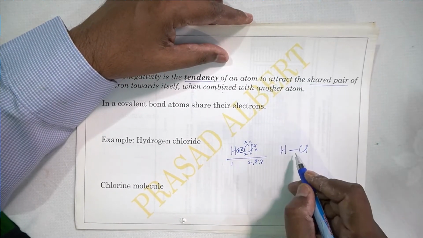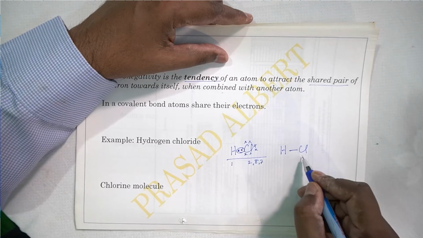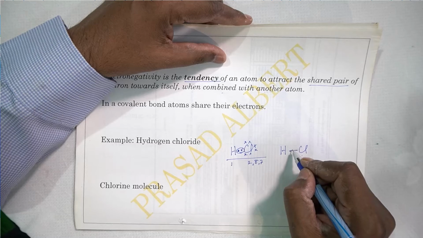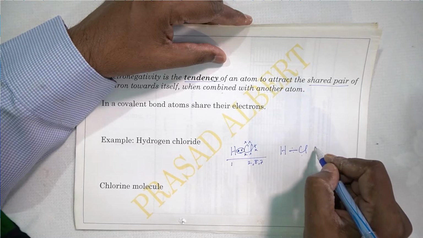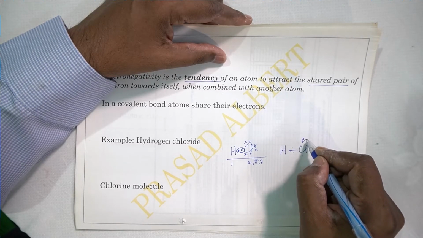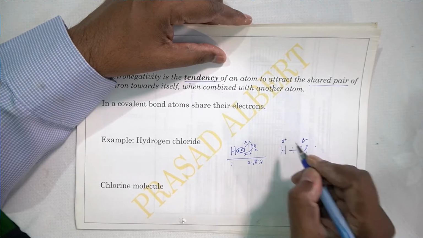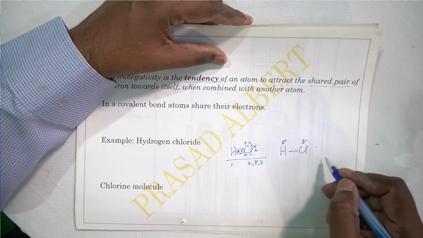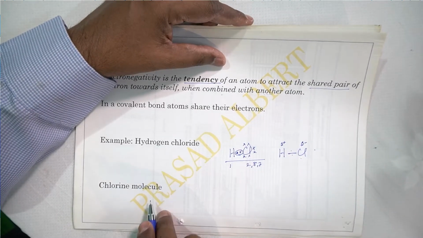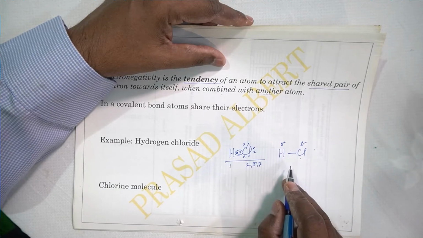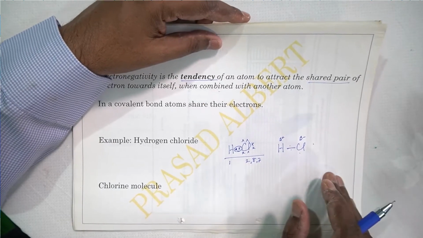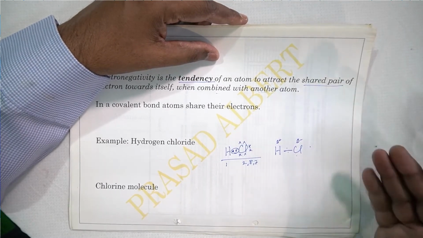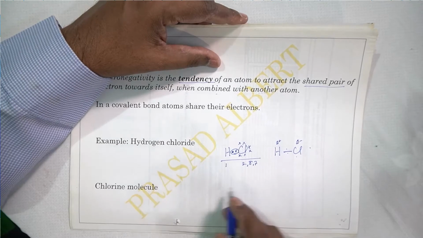Now, since the chlorine atom has a greater tendency to attract electrons, a greater electronegativity, it will pull the electron pair towards itself. This will develop a partial negative charge on chlorine and a partial positive charge on hydrogen, because hydrogen is not getting the full share of the electron pair and chlorine gets a greater share. So this is happening in hydrogen chloride. The tendency of the atom to attract electrons, that is electronegativity. In other words, chlorine is more electronegative and hydrogen is less electronegative.